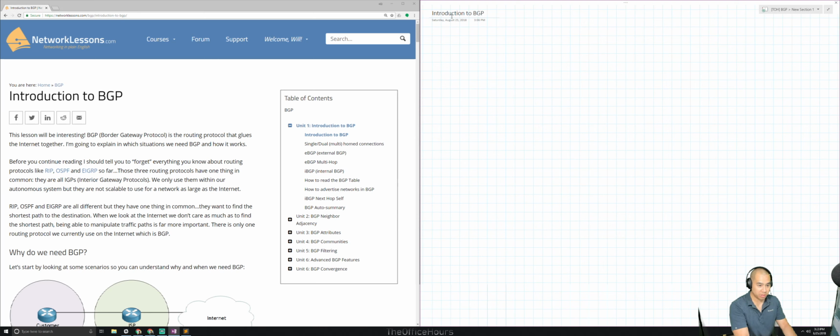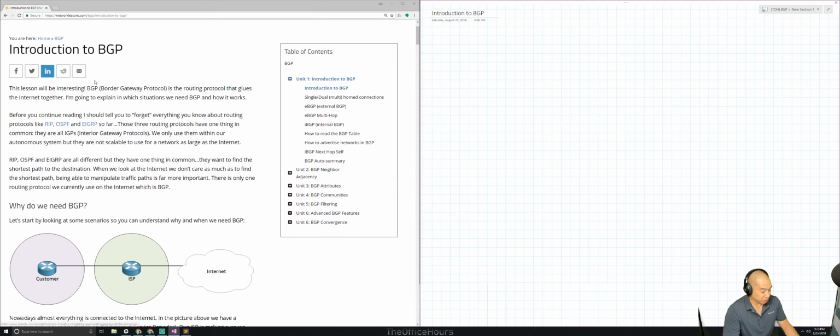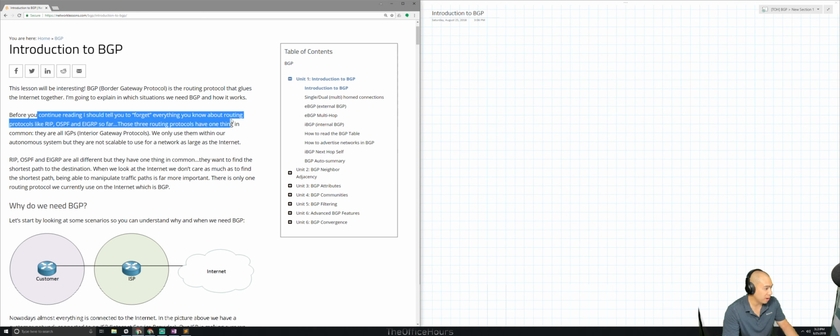Introduction to BGP. This lesson will be interesting. Border Gateway Protocol is a routing protocol that glues the internet together. I'm going to explain in which situations we need BGP and how it works. Before you continue reading, I should tell you to forget everything you know about routing protocols like RIP, OSPF, and EIGRP so far. Those three routing protocols have one thing in common. They are all IGP, Interior Gateway Protocols.